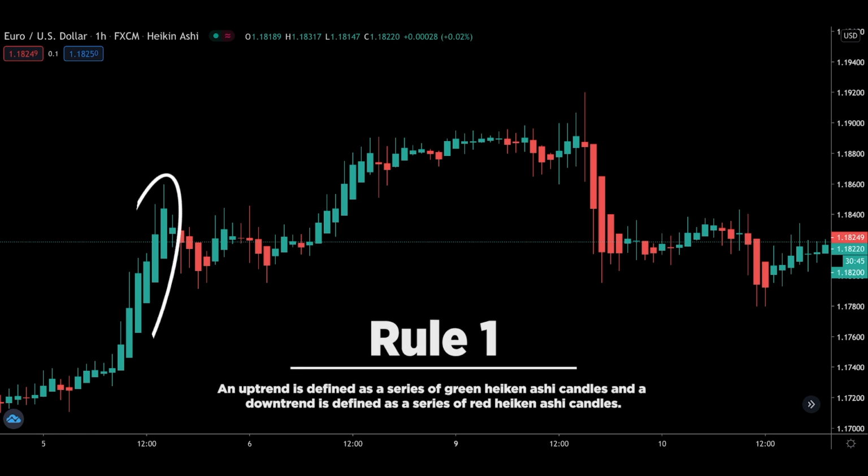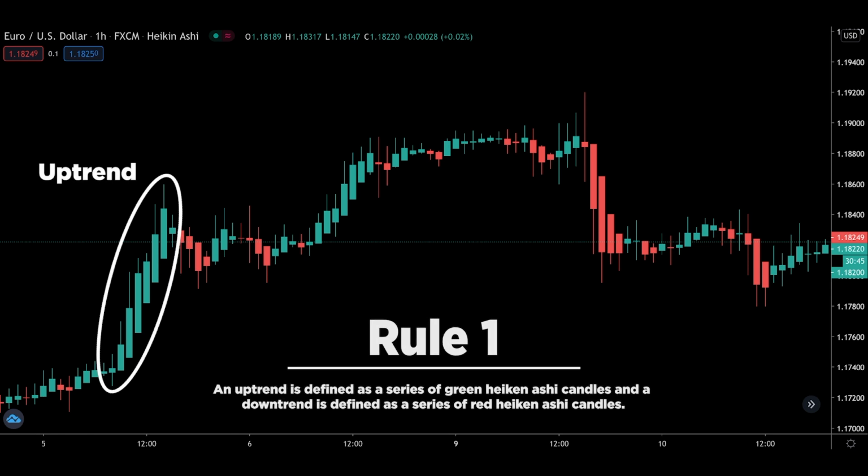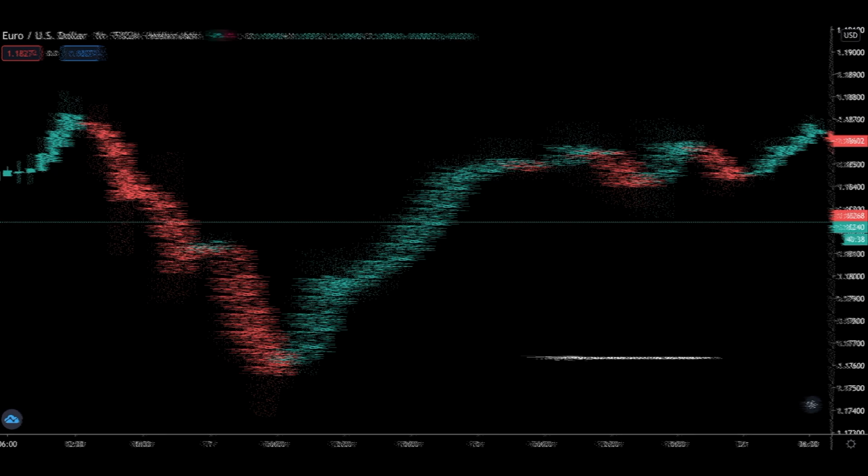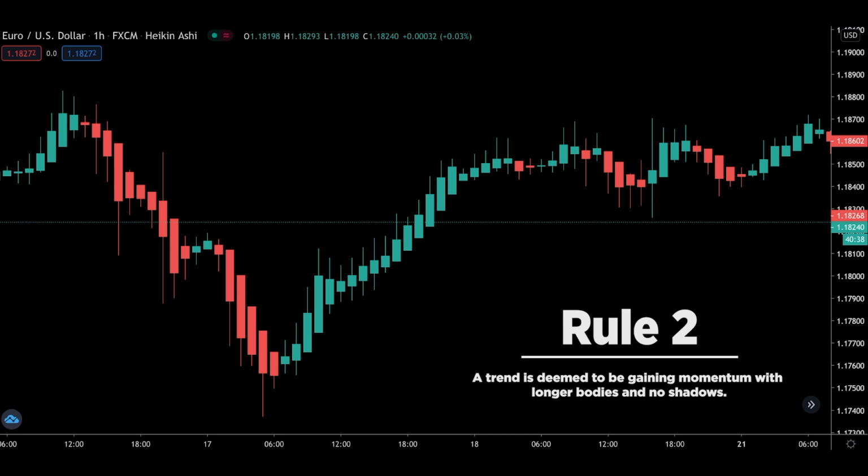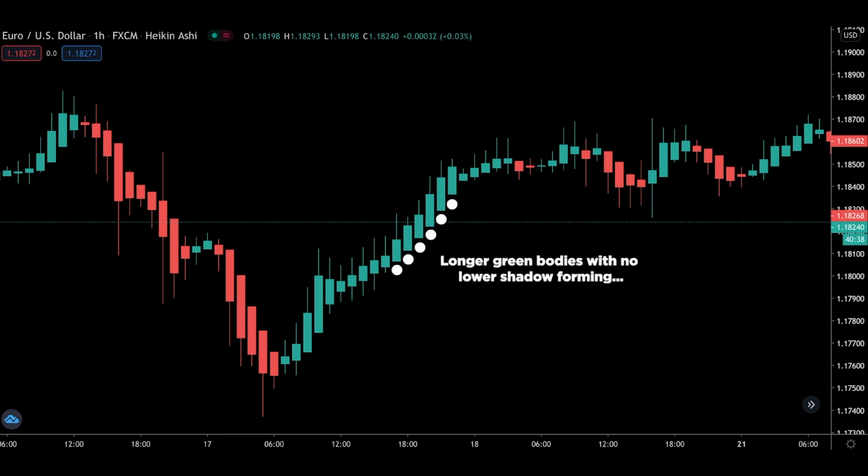Rule number 1. An uptrend is defined as a series of green Heiken-Ashi candles and a downtrend is defined as a series of red Heiken-Ashi candles. Rule number 2. A trend is deemed to be gaining momentum with longer bodies and no shadows. If you see longer green bodies with no lower shadows forming, that's a sign that the trend is getting stronger. The opposite is also true for a downtrend.